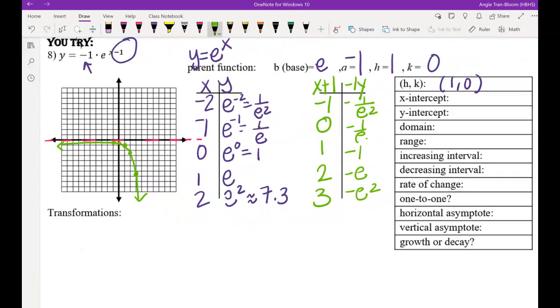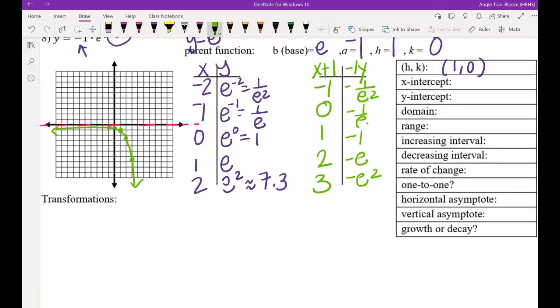We have a base of e, and e is 2.7. Since that's a value bigger than 1, we are going to say that's growing. Even though you do have a decreasing interval, okay? It's growing negatively. That's sort of how you want to think of it. Your decreasing interval is none. You don't have any x-intercept since it doesn't touch the x-axis. You do have a y-intercept at 0, -1 over e.